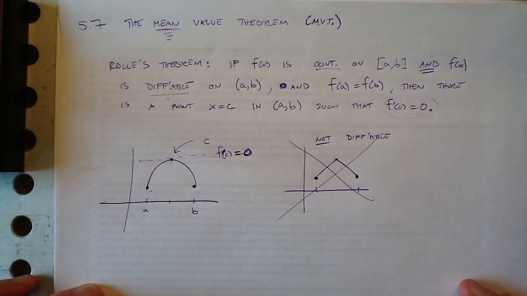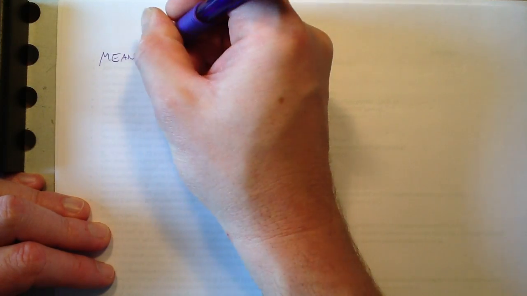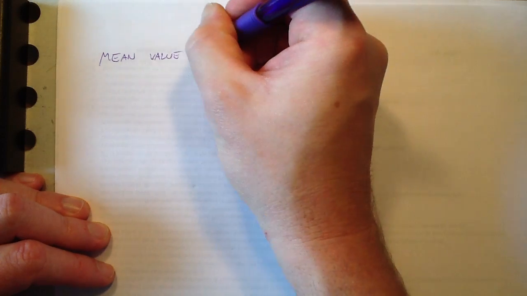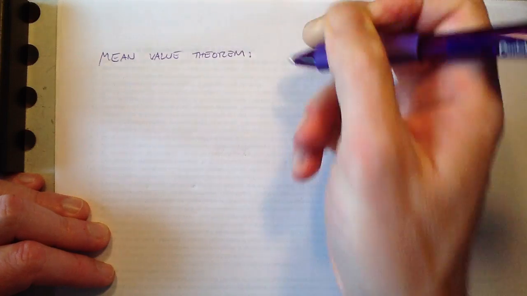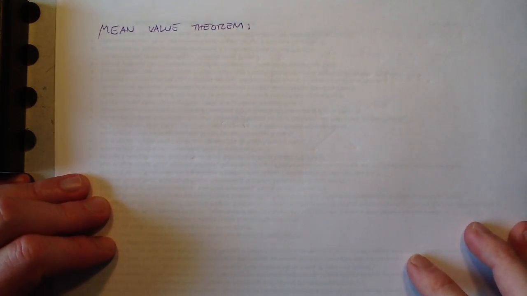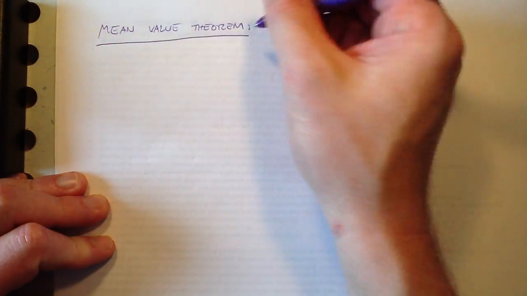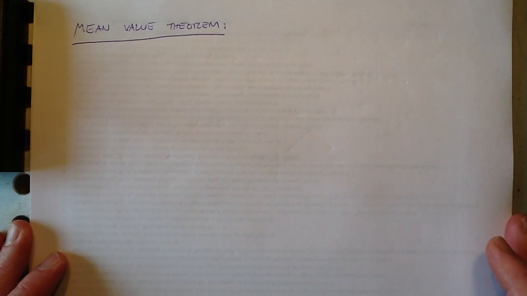All right. Now, an extension of that theorem, and more important, is the mean value theorem. And I'm going to state the theorem, and I'm going to challenge you to pause the video and think about what this means. And it's not too terribly different from Rolle's theorem.